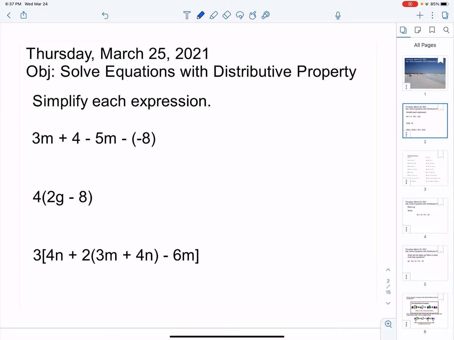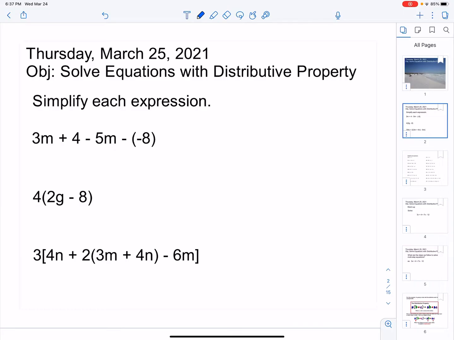So what I'd like for you to do, I want you to pause the video and answer the first two for me. We'll come back and look at the third one together. So pause the video and simplify the first two expressions. Okay, so let's find out how you did.